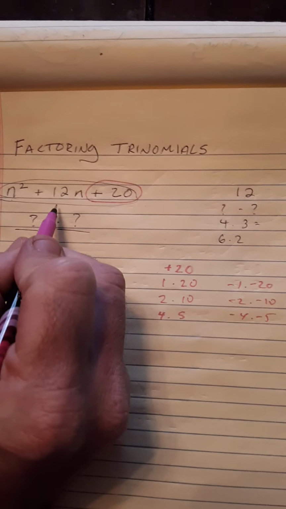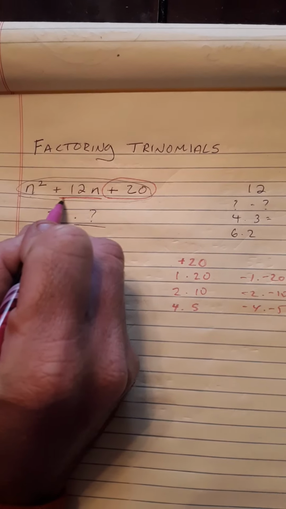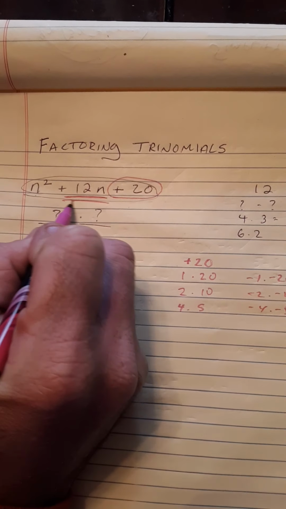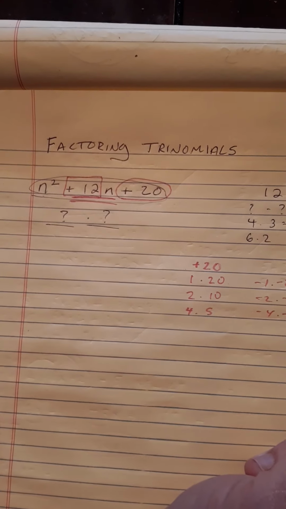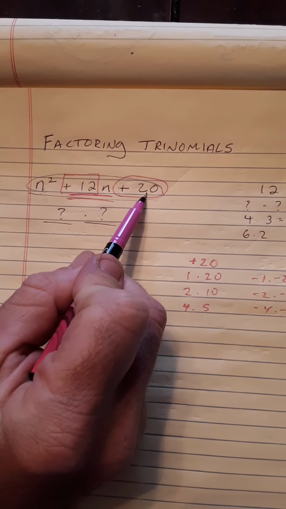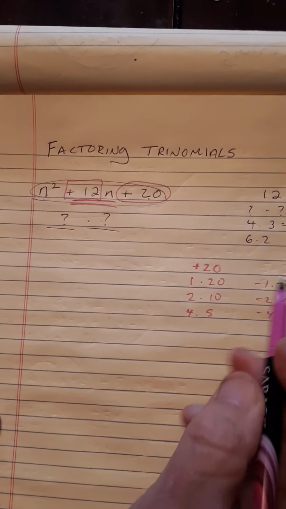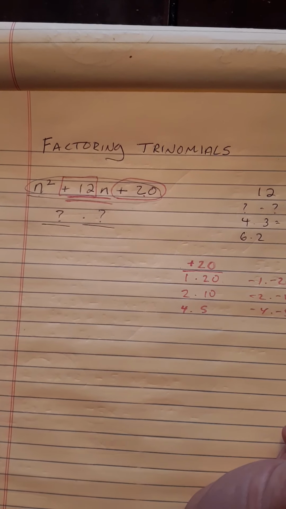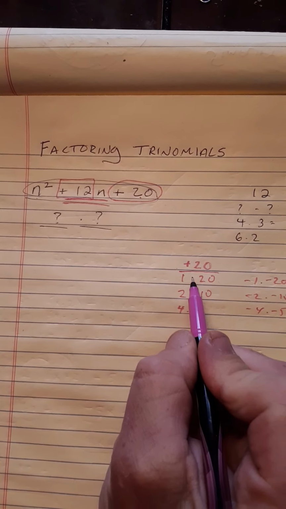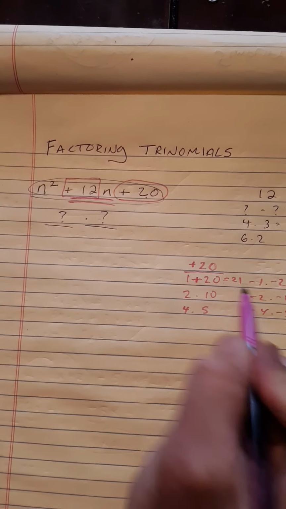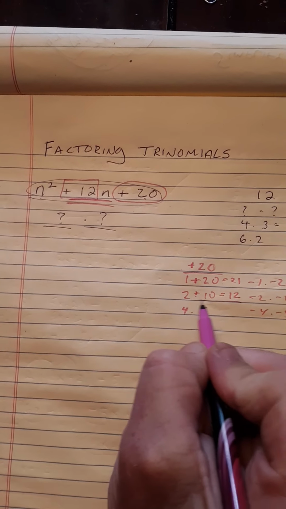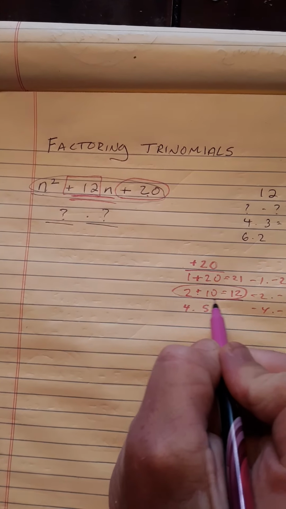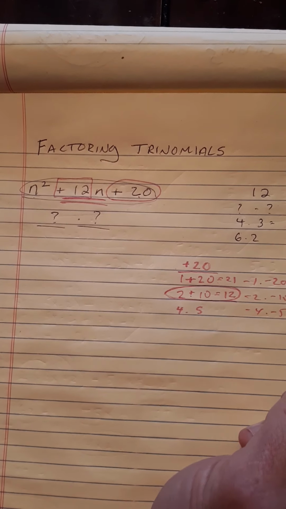But in this example, I also want to pay attention to what is the middle term. And the middle term is 12n. And I want to pay attention to this positive 12. As I'm finding the factors of 20, I want to know which one of these add up to the middle term. Well, 1 plus 20 is 21. That doesn't work. 2 plus 10 is 12. Bingo. That's the numeric relationship we're looking for.